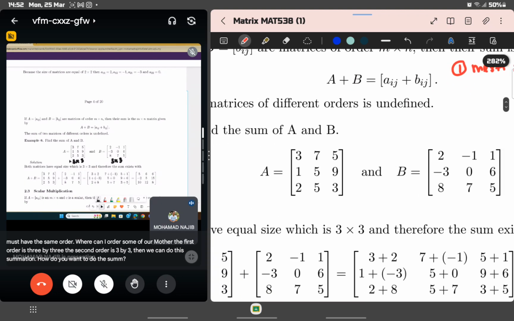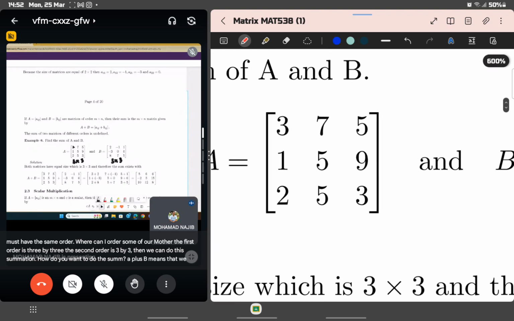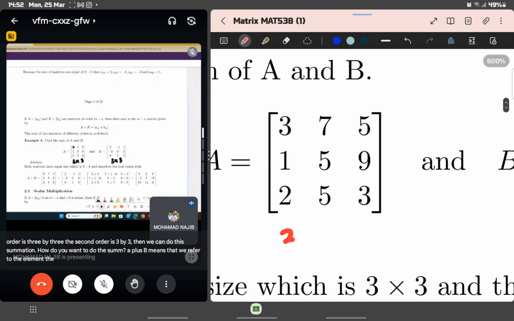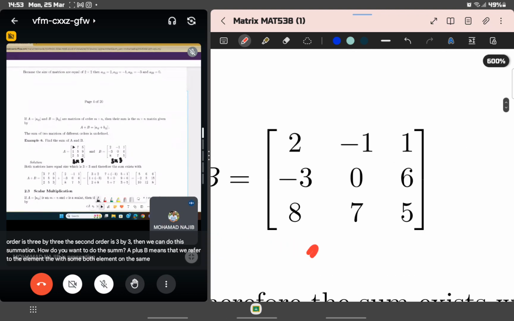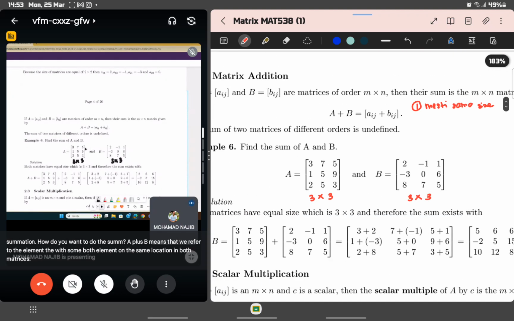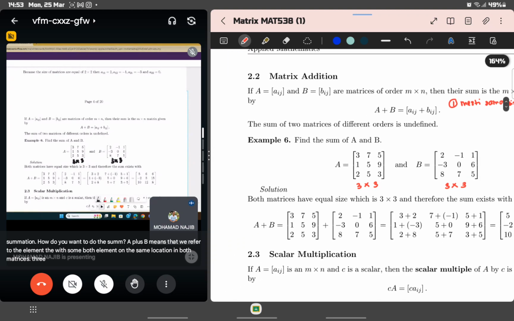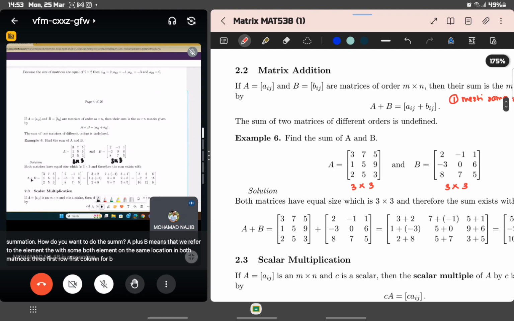How do you want to do the summation? A plus B means that we refer to the element, we sum both element on the same location in both matrices. Contohnya, baris pertama, kolom pertama bagi A is 3. First row, first column for B is 2. If A plus B, therefore 3 plus 2. That's how you get 3 plus 2. Okay, boleh faham tak? Boleh sir.